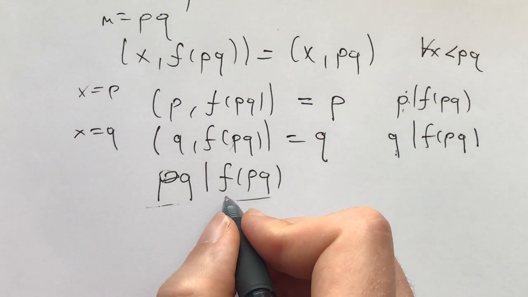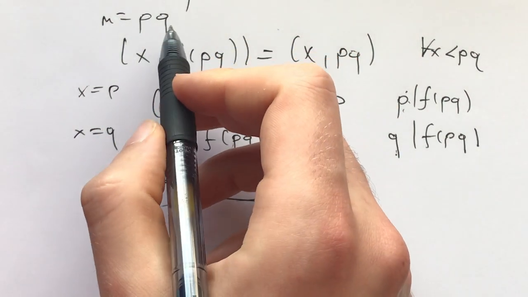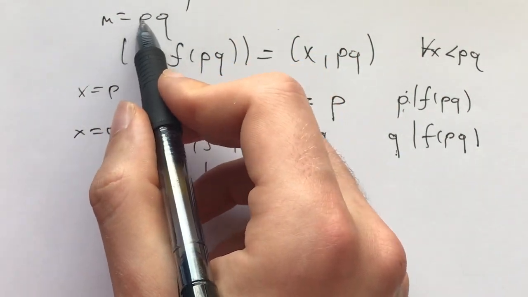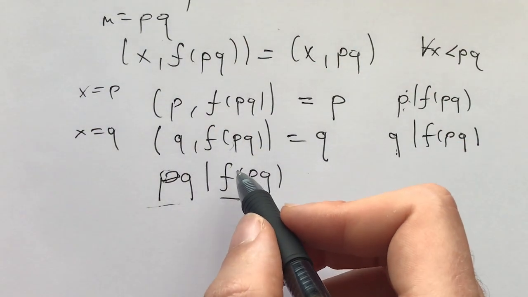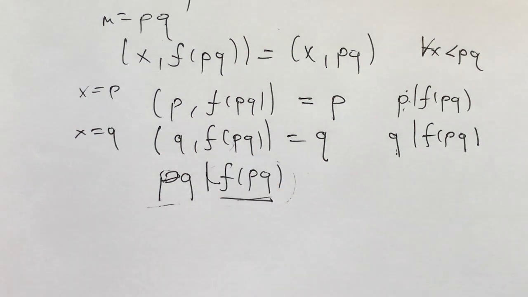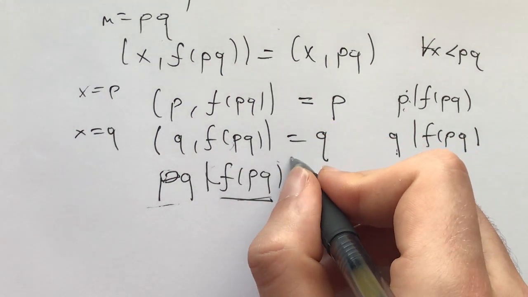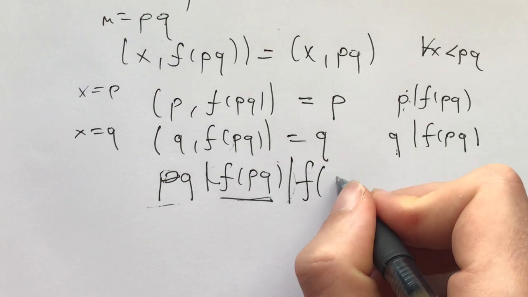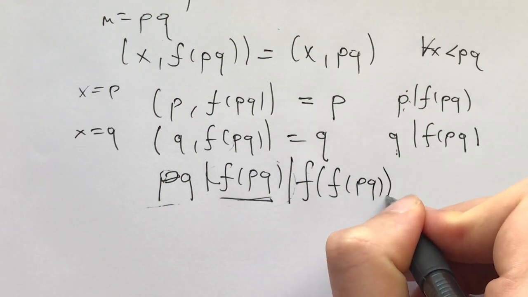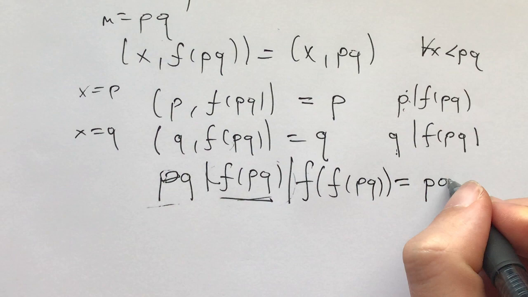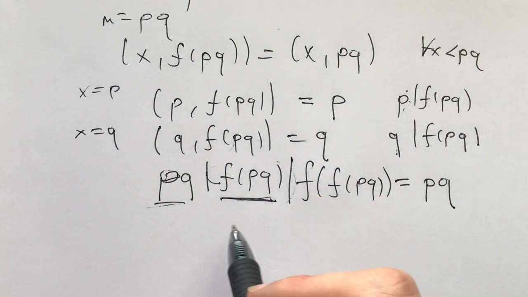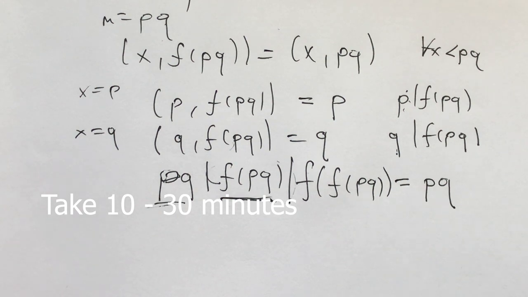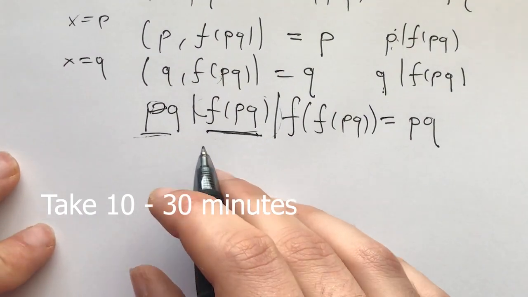Now immediately what I'm thinking is, is this specific to p times q? Now this is p times q times something else. Does this number also divide its f? Because if it does, then this number divides its f, which is f of p times q, which is equal to pq. And then we'll have f of pq is equal to p times q. So with this in mind, I invite you to take 10 to 30 minutes and try to finish the problem up. And here's the next step.